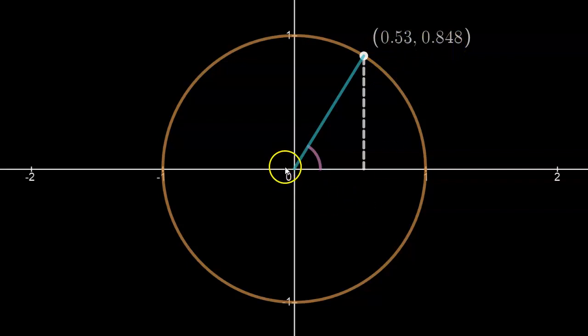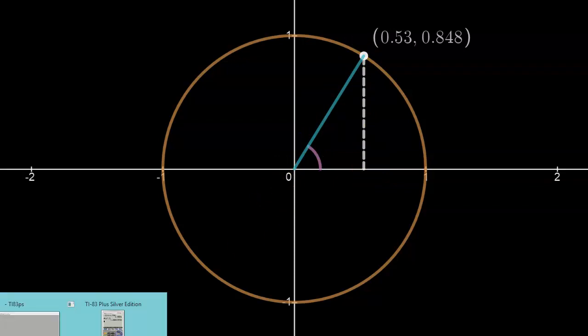The 0.53 refers to the x-coordinate, or since we're talking about this triangle, it's the base of the triangle. And the y-coordinate is 0.848, which is the height of the triangle. Now Pythagorean Theorem tells us that for any right triangle, the sum of the squares of the base and the height is equal to the square of the hypotenuse.